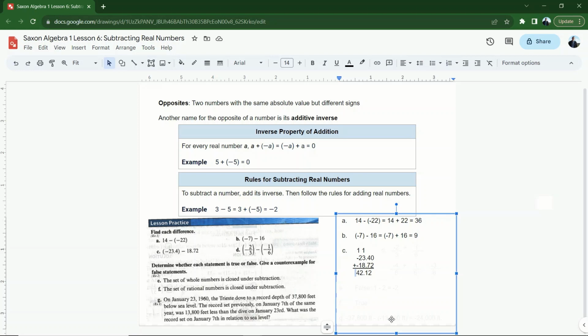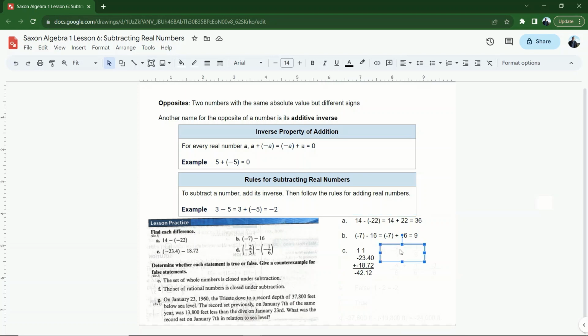And then I need to make sure that I keep the sign of the original. So this isn't just going to be 42.12. It's going to end up being -42.12. And that is the correct answer to this. So instead of a subtraction, where I see the subtraction sign here, I added the opposite. And then I just follow the rules for addition. Same with this last one.